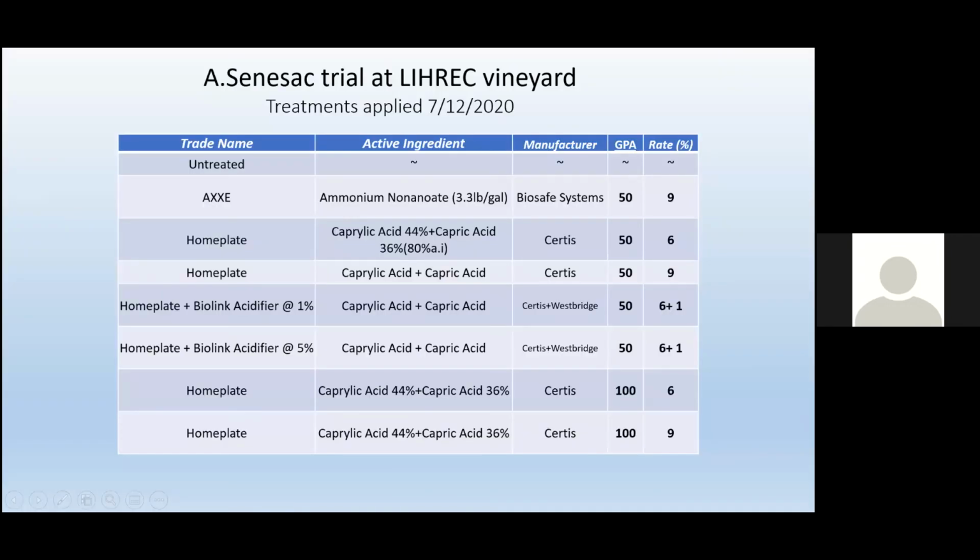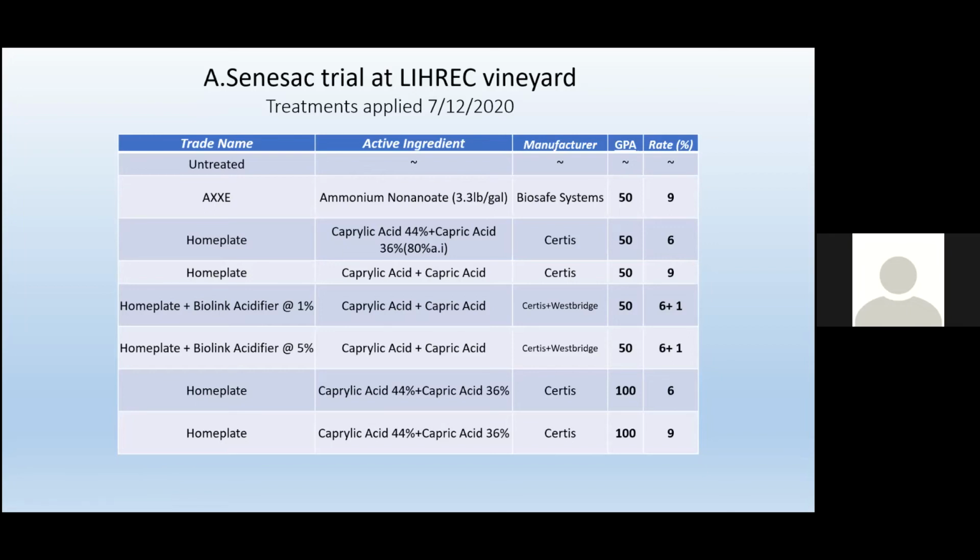So Dr. Senesak, our weed scientist, actually did an experiment in my vineyard with both Axe and Home Plate. Those are 2 organically approved herbicides. He looked at primarily Home Plate with different gallonages, so 50 and 100 gallons per acre, a lot of water.